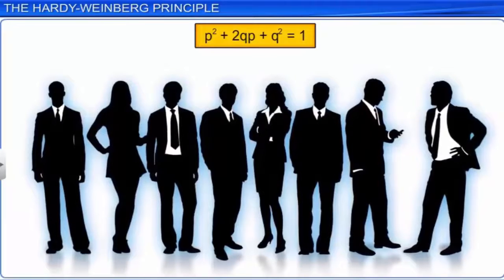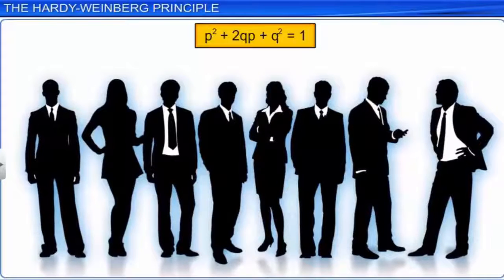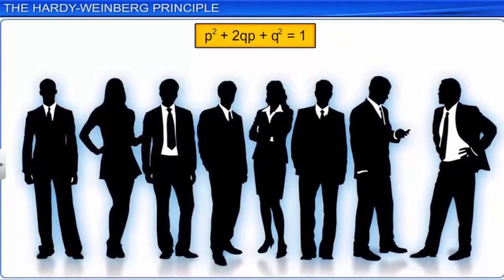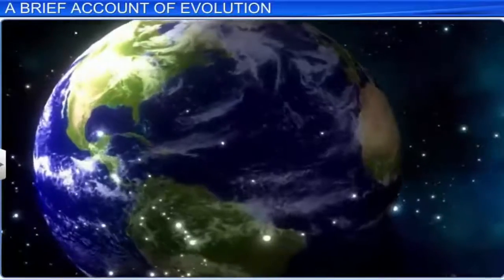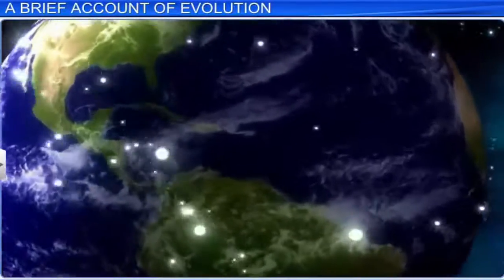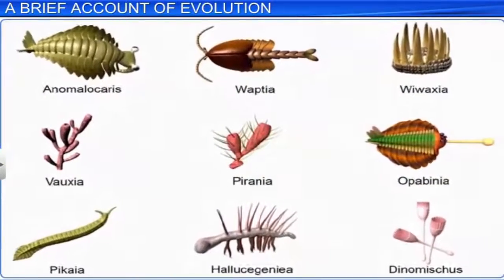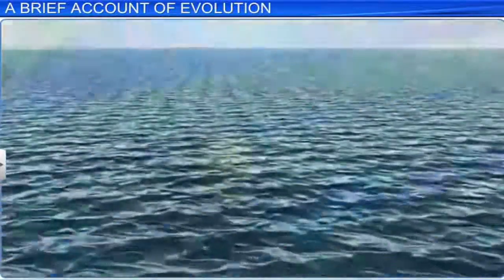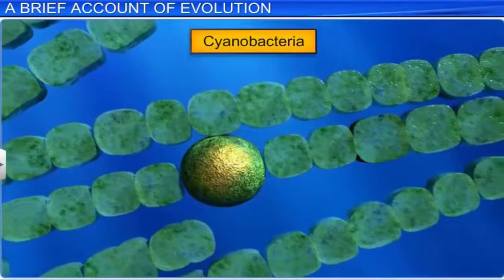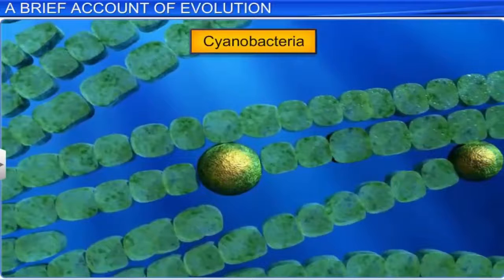Evolution is a slow and sophisticated process. The Hardy-Weinberg principle helps understand evolution, as it provides a baseline to measure the genetic change in a population. The study of evolution is not complete without considering how the first form of life came into being. The unicellular organism, cyanobacteria or blue-green algae, was the first form of life on Earth around 2,000 million years ago.